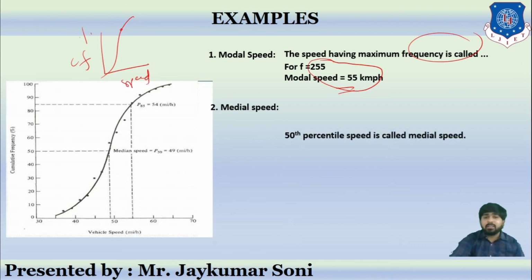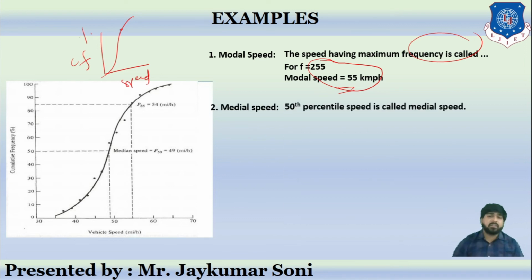Then comes median speed. Median speed stands for the 50th percentile speed. See, this is the new thing. The 50th percentile speed is called the median speed. And if you plot the graph, you will get it as 47 kmph.